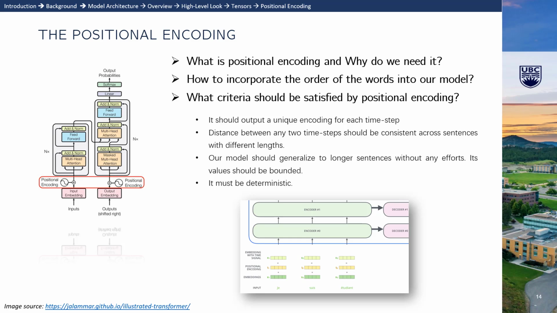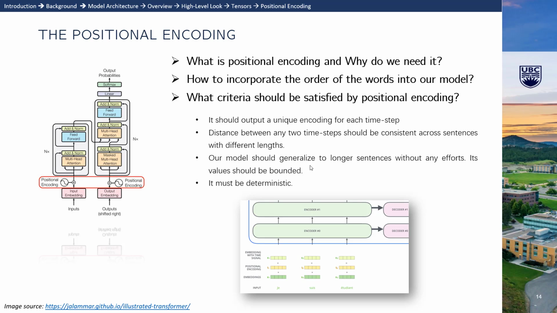The intuition here is that adding these values to the embeddings would provide meaningful distances between the embedding vectors. Ideally, the positional encoding should satisfy the following criteria. It should be deterministic. It should output a unique encoding for each time step. Distance between any two time steps should be consistent across sentences with different lengths.